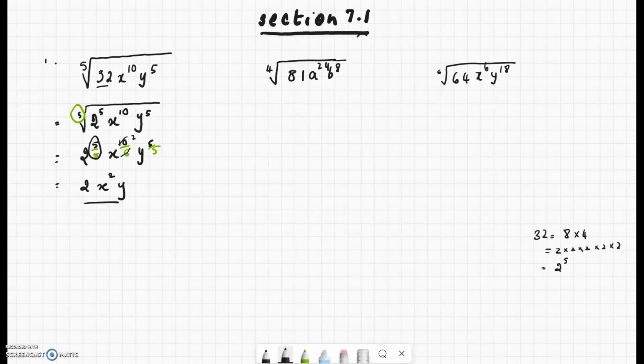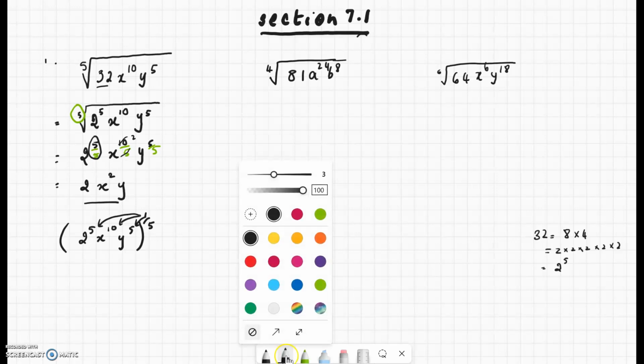And the reason why we divide by 5 is because you have 2 to the 5th, x to the 10, y to the 5th, and the 5th root is the same as a power of 1/5, and each of these is multiplied with a 1/5. Now let's look at the next problem.